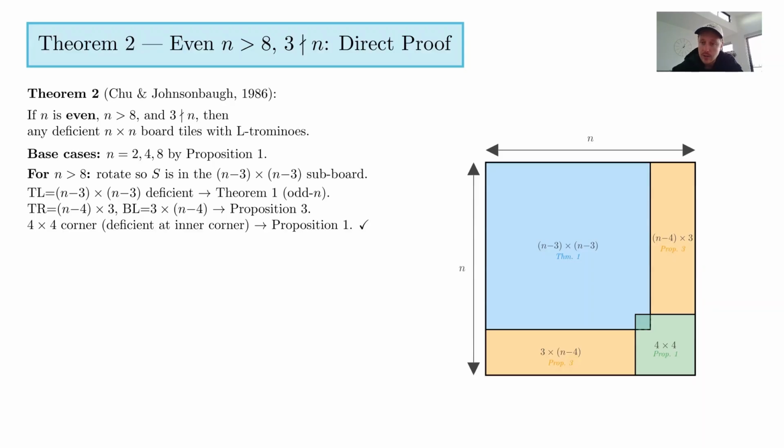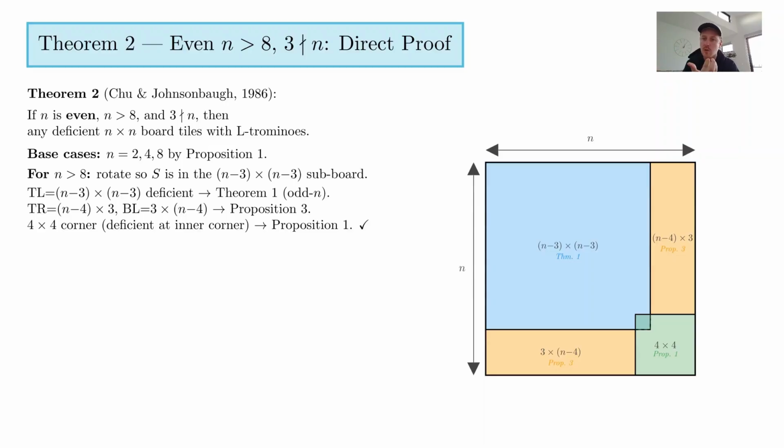The yellow sections, you'll end up with an n minus 4 by 3 and a 3 by n minus 4. Okay, that's going to be done with those rectangular strips that we spoke about, because we've got an n minus 4 by 3, so we've got our multiple of 3 there.